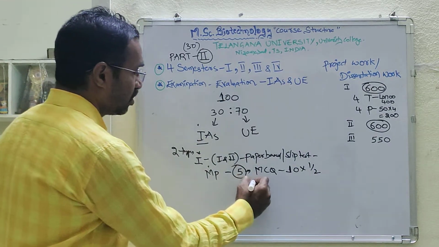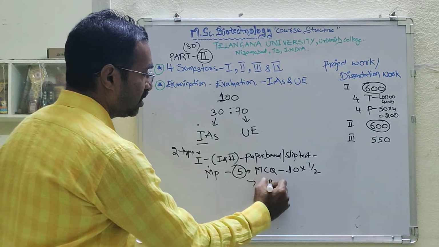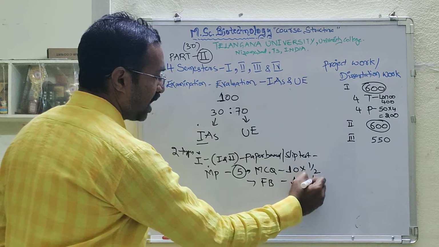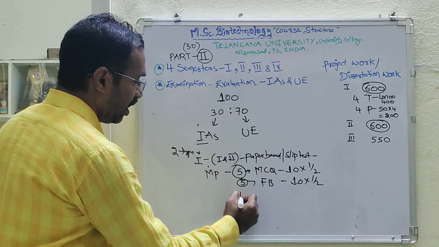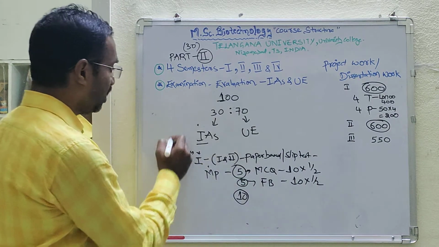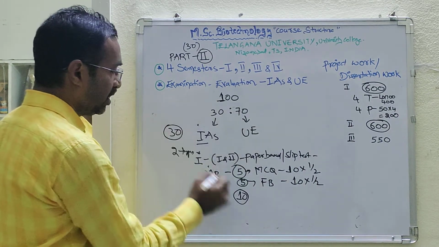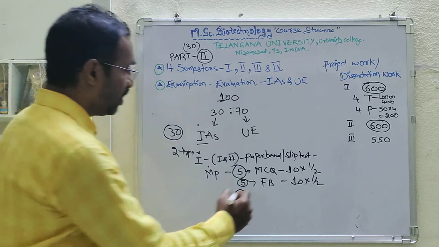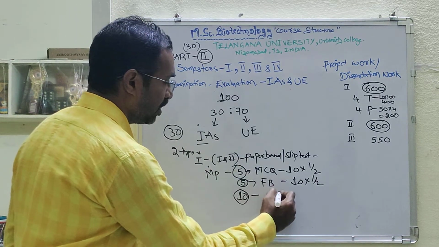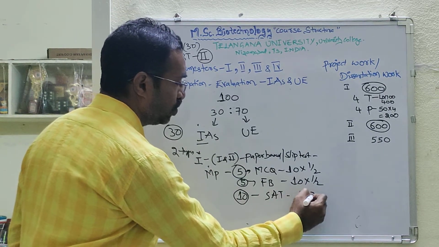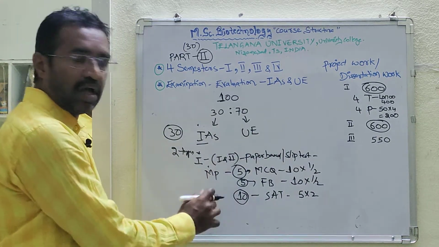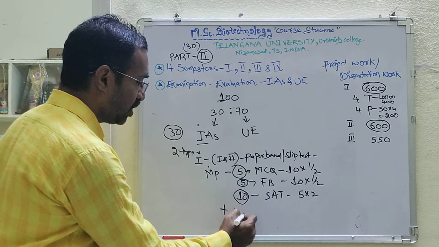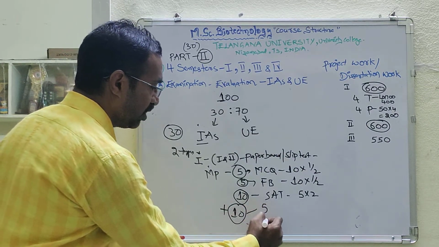Then fill in the blanks: 10 fill in the blanks, each carrying half a mark, 5 marks. Then apart from that, it is for 30 marks now. The other 10 marks are for short answer type questions, 5 into 2, 10. So you might doubt that it is only 20 now. So the other 10 marks are again divided, 5 marks and 5 marks.